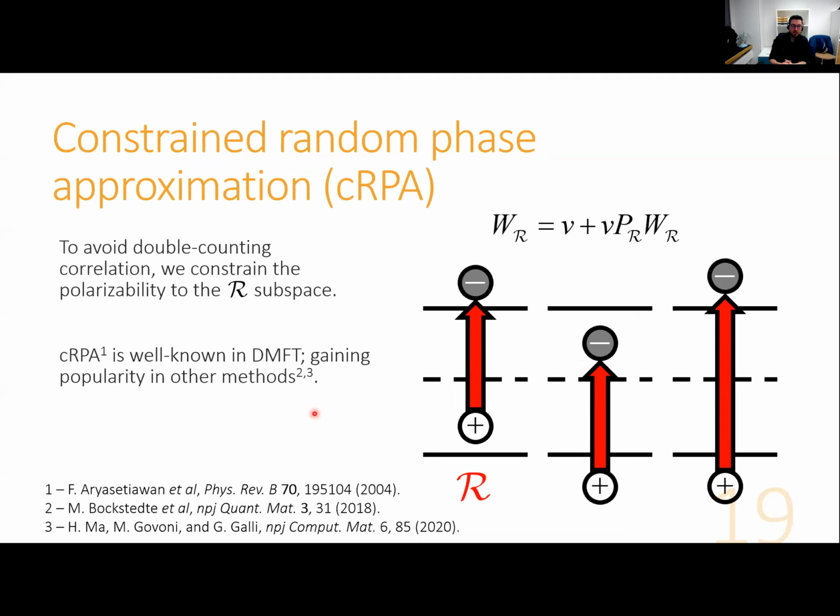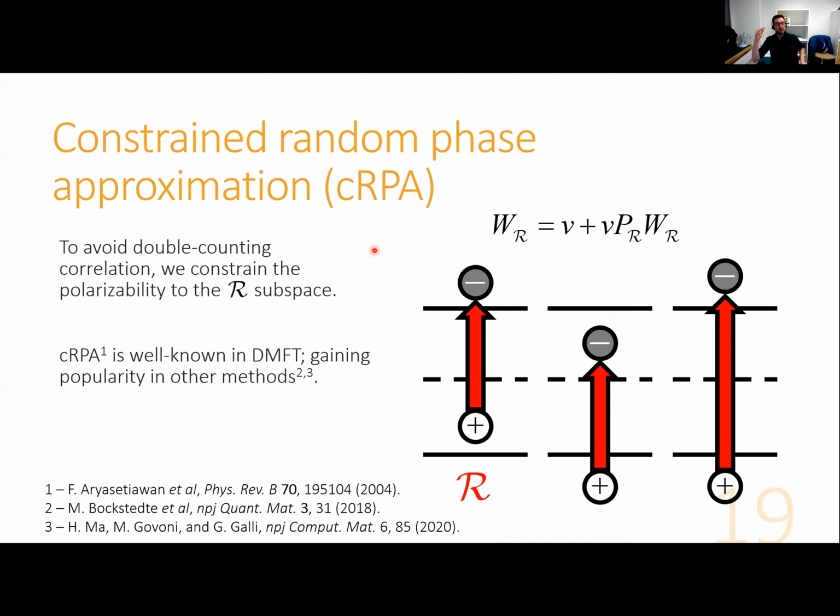Now, to avoid double counting correlation, I have to employ some constraints because I don't want any correlation on these bath quasi-particles with the D subspace. That's the active space, and that will be solved later. So to avoid double counting correlation, I use the constrained random phase approximation. So everywhere in the perturbation expansion where the Coulomb interaction enters, I'm going to use the constrained polarizability. And this is already really well known and applied extensively in DMFT and related methods.